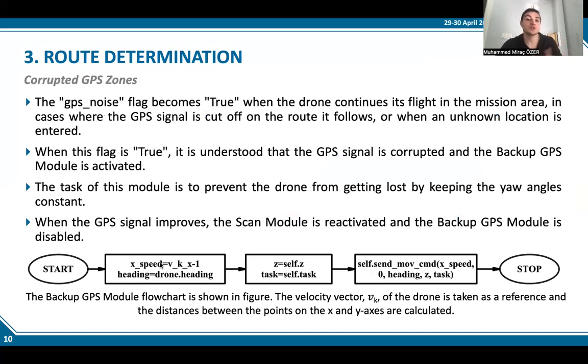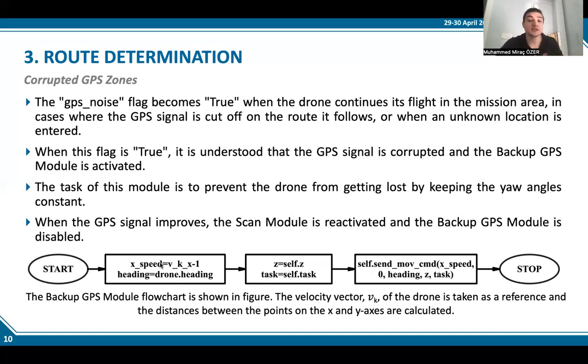Correct the GPS zone. The GPS noise flag becomes true when the drone continues to fly in the mission area in cases where the GPS signal is cut off and the route is followed, or when an unknown location is entered. When this flag is true, it is understood that the GPS signal is corrupted and the backup GPS module is activated. The task of this module is to prevent the drone from getting lost, keeping the yaw angle constant.